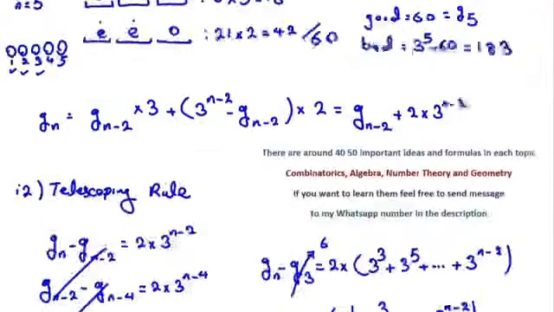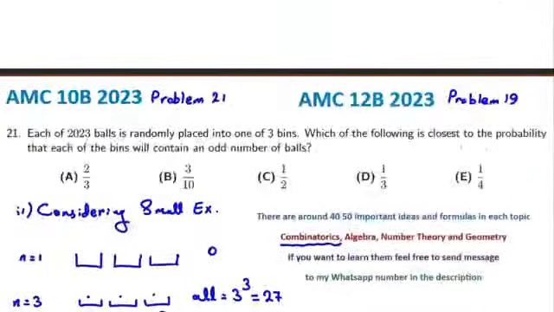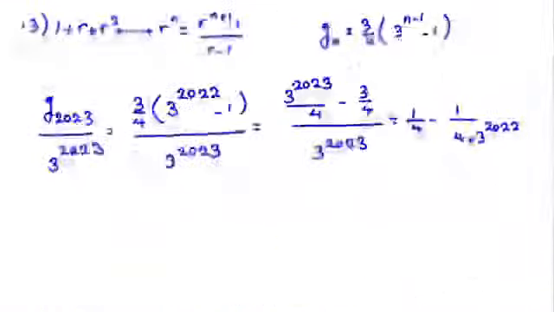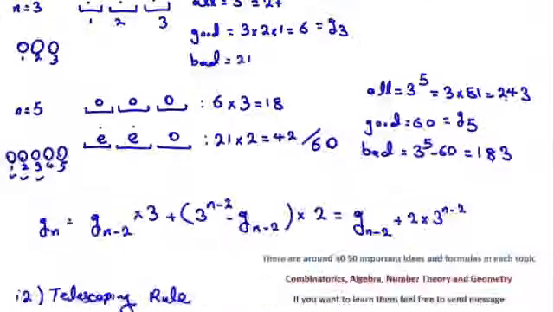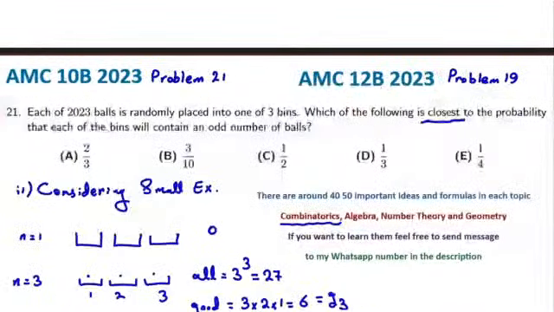And the problem doesn't want the exact answer. It says it is closest to which choice. So as you can see, if you want to approximate, this one is so much smaller. So it will be equal to 1 over 4 approximately. And the answer will be choice E.